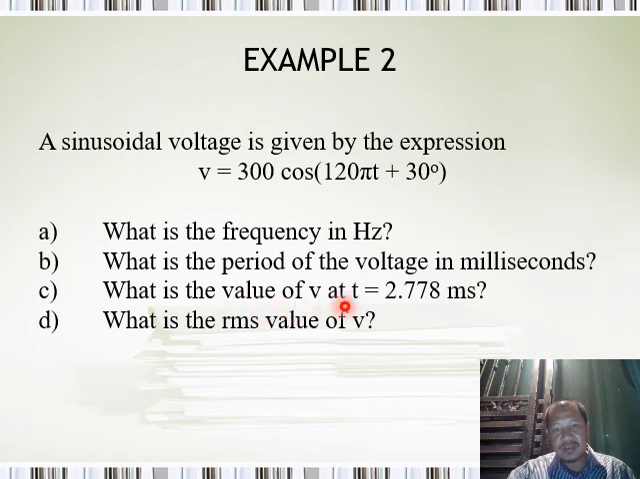What is the value of V when t equal to 2.778 milliseconds? Just replace this value into the equation. And what is the RMS value of V? So the RMS value is Vm over root 2. Okay, that's all. Thank you very much.